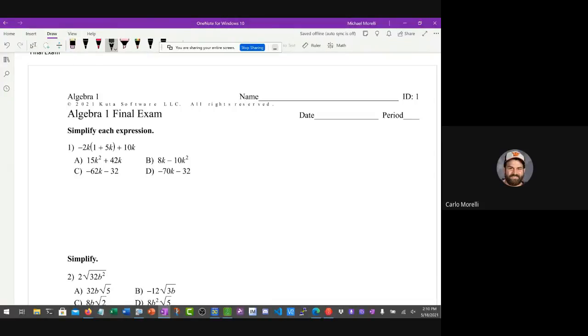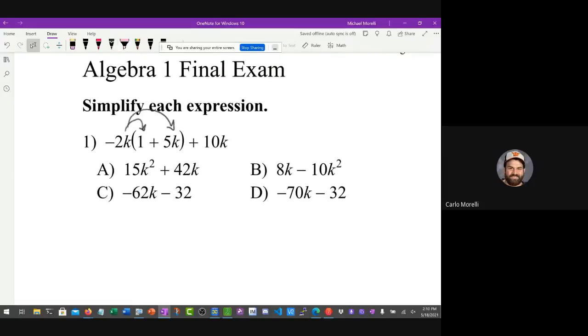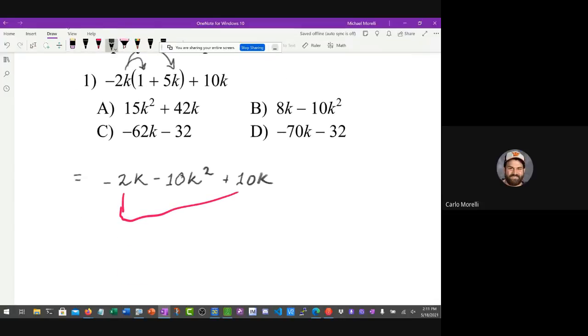So in problem number 1, we're going to have to distribute the negative 2k through the parenthetical expression. And so that's going to equal negative 2k minus 10k squared plus 10k. And now we combine like terms. So the negative 2k and the 10k, they can come together. It's basically like subtraction. And we end up with 8k minus 10k squared. Okay, B.